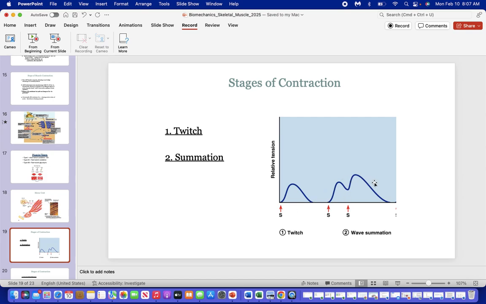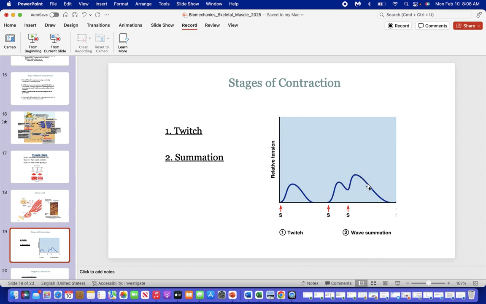So summation occurs when a muscle fiber is stimulated before it has fully relaxed from a previous twitch. So you can see that right here. It's starting to relax and then it's stimulated again. If the fibers are stimulated while a previous twitch is still occurring, the second twitch will be stronger. So here's your first twitch, it starts to relax. Here's your second twitch, and it's stronger.